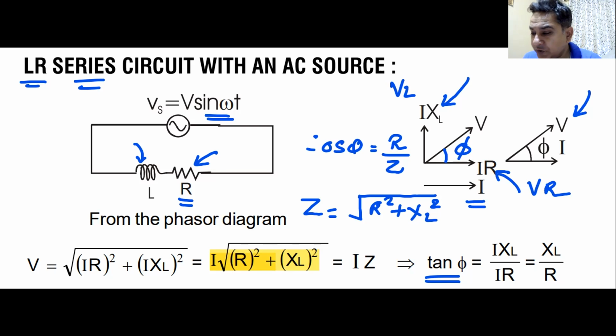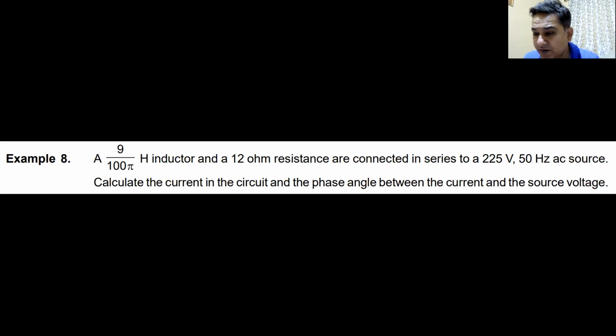Well, I hope you have understood this. Simple case: when you have an R and an L combined together, current is behind, voltage is ahead by an angle of phi. Cos of phi is R by Z, tan of phi is XL divided by R, and your Z is under root of R square plus XL square. Now we'll be solving a small problem.